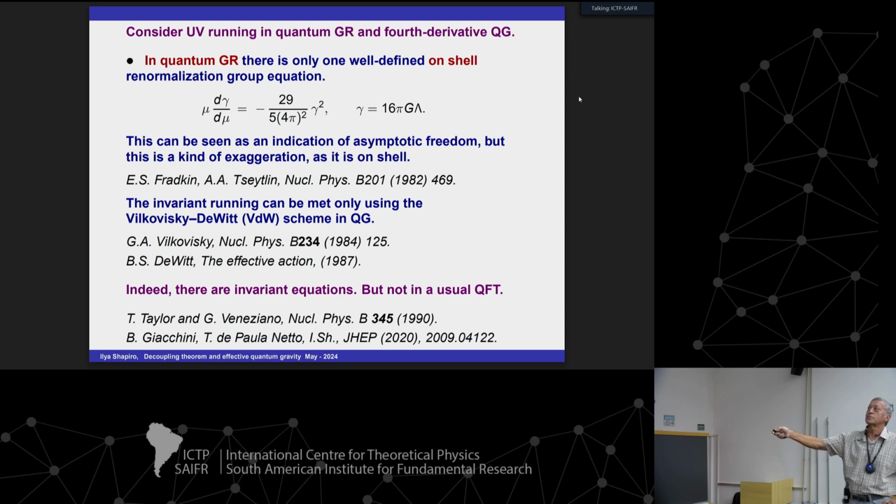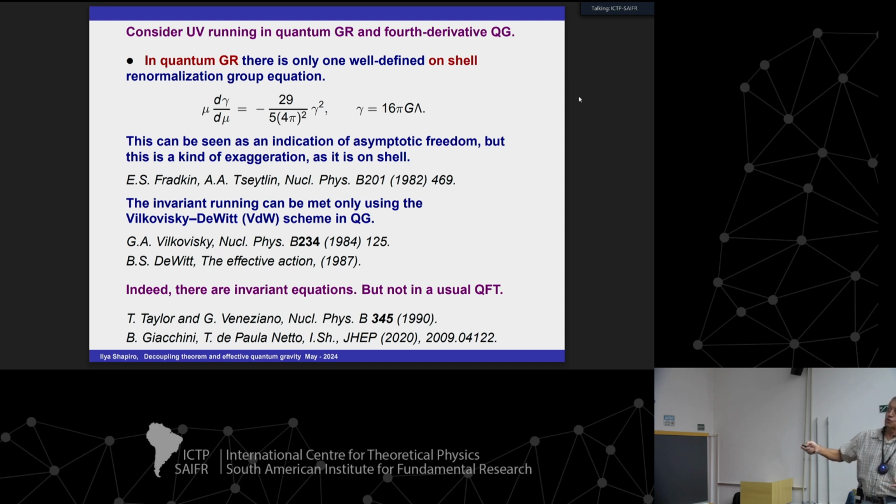This looks like asymptotic freedom, but remember it's an on-shell thing, and moreover, you have to remember that lambda gamma is not the coupling constant in the theory. So calling this asymptotic freedom is a very big exaggeration, for sure, because this is a parameter of the theory, but it's not the coupling constant. The coupling constant is related to G alone, because the coupling constant is the parameter of loop expansion, okay? And the cosmological constant is not the parameter of the loop expansion.